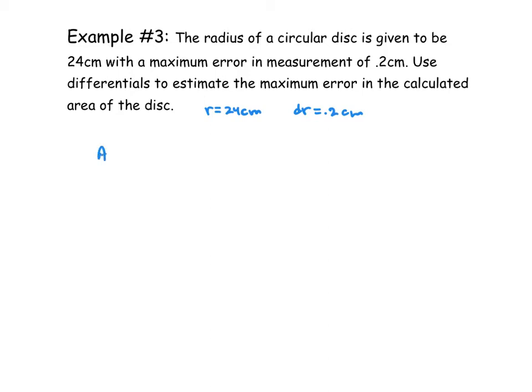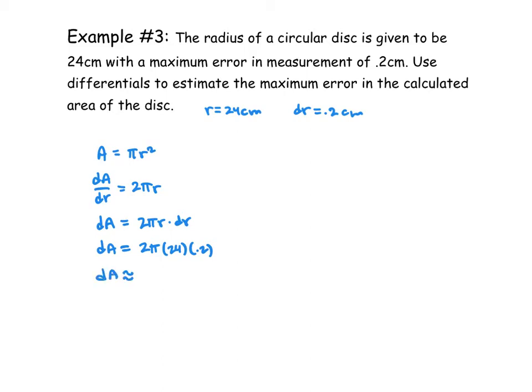Okay, so area with respect to r of any circle is pi r squared. So the change in the area with respect to the radius would be 2 pi r. I just took the derivative of pi r squared. So the estimated change in area will be 2 pi r times dr. Our approximate change in area would be 2 pi times the radius, which is 24, times dr, which is 0.2. Okay, so what is this really giving us?